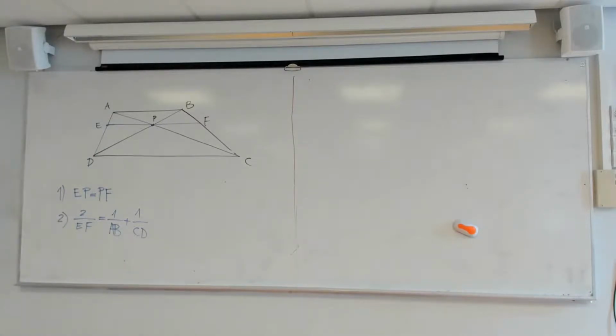So my impression is that usually if the problem is 2 parts, the first part in hard problems is the hint for the second part. So let us just concentrate on the simpler one. How do you show that EP is equal to PF?